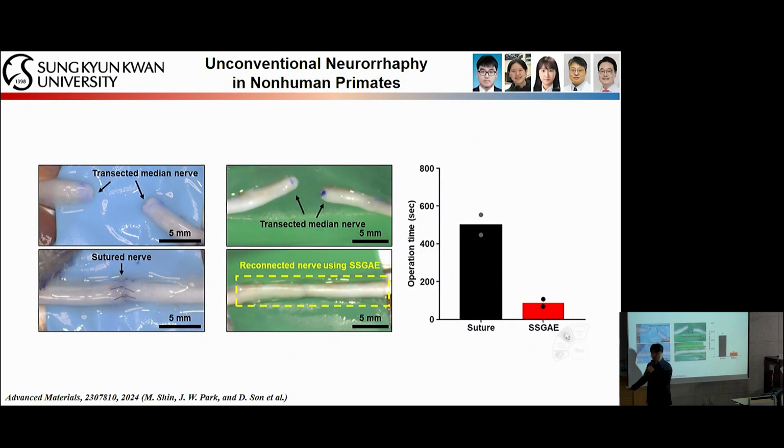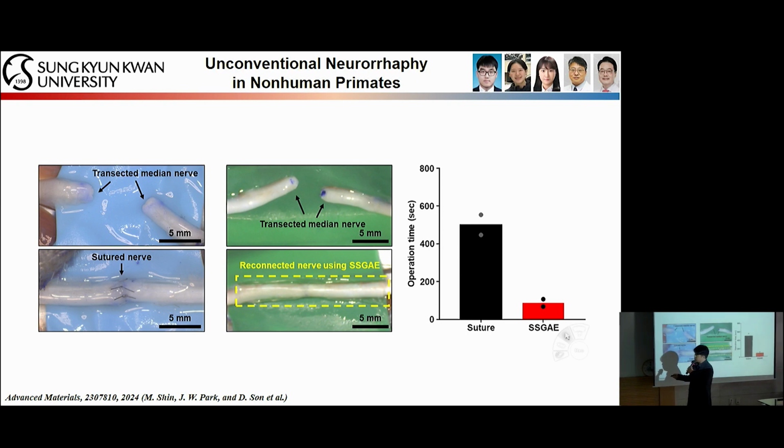We also applied our patch to the transected median nerve of cynomolgus monkeys. Although the nerve diameter was increased to 2 or 3 millimeters, our surgery was finalized within the same 1 minute. So this is very simple, like we did in the rodent model.